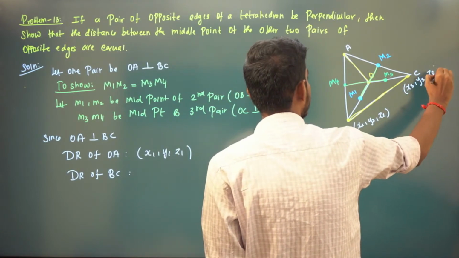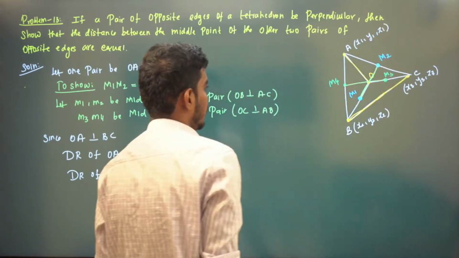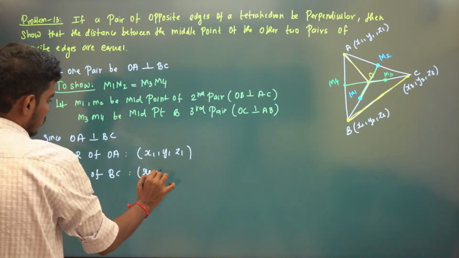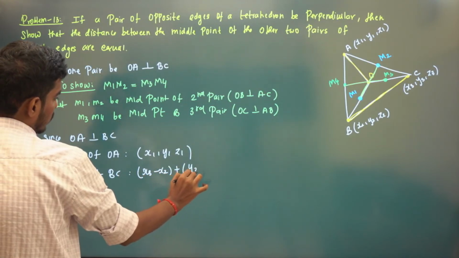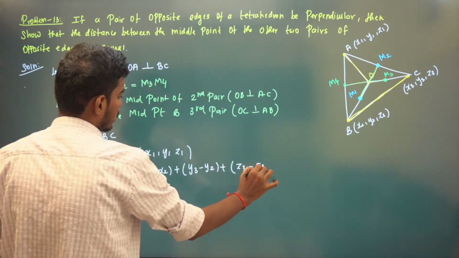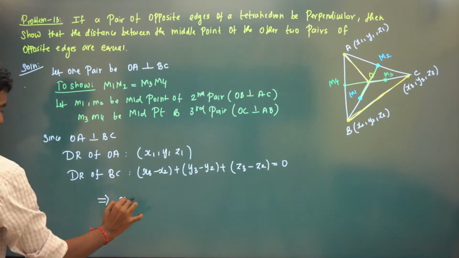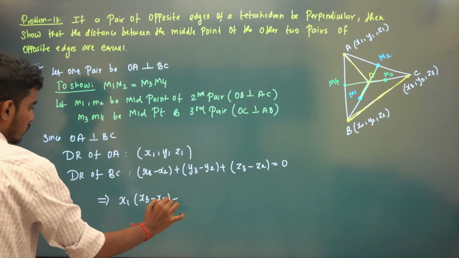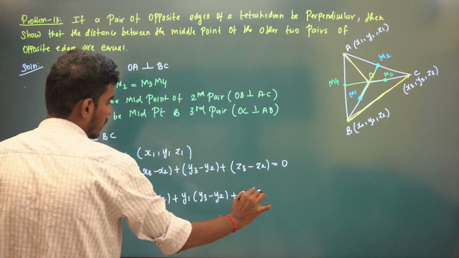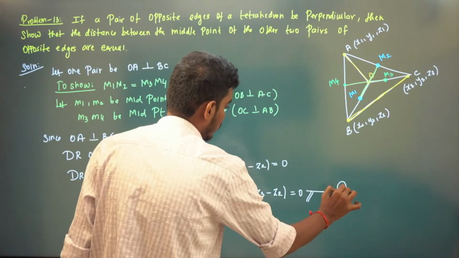This is x3, y3, z3. This is x1, y1, z1. So what is the direction ratio of BC? It is x3 minus x2, y3 minus y2, z3 minus z2. And they are perpendicular, so this implies x1 into (x3 minus x2) plus y1 into (y3 minus y2) plus z1 into (z3 minus z2) is 0, right? Let us call this equation number 1.